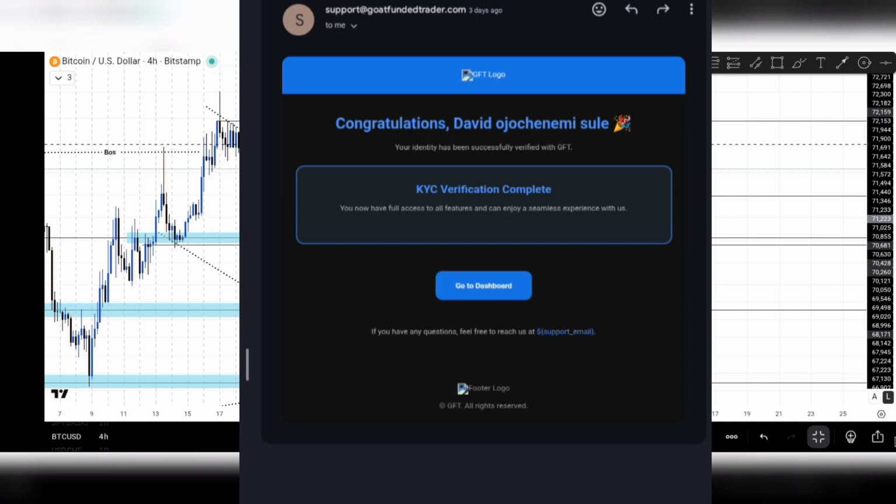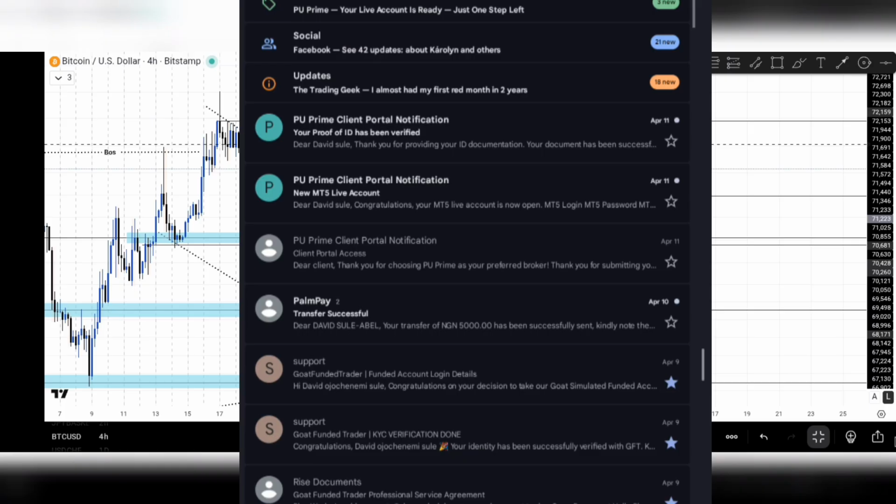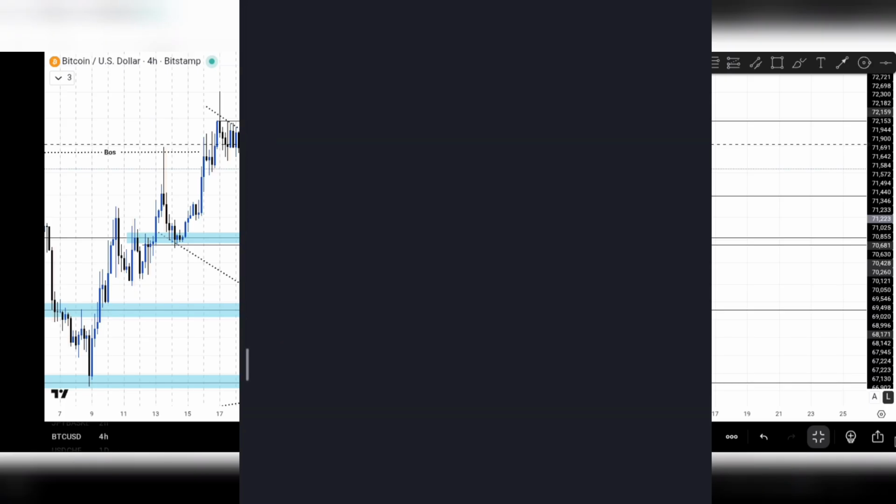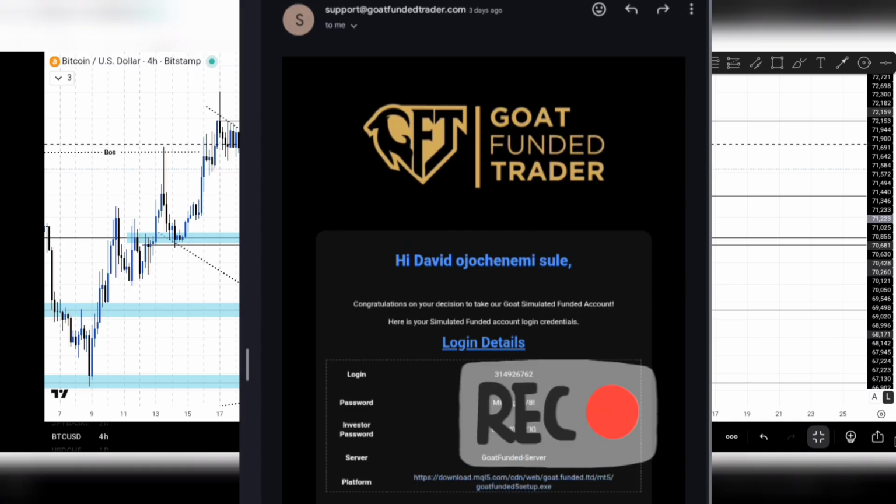So let me go to, I will send the details to the funded account. I think this is the details. Okay, these are the details I was sending for the funded account login details. These are the details, guys.